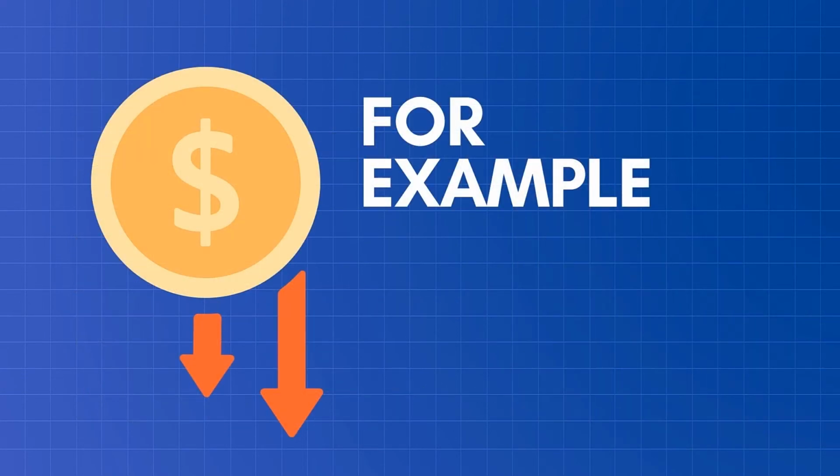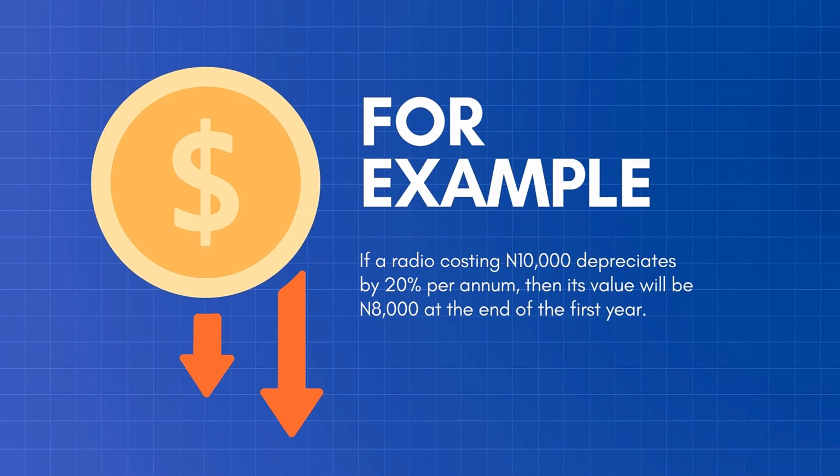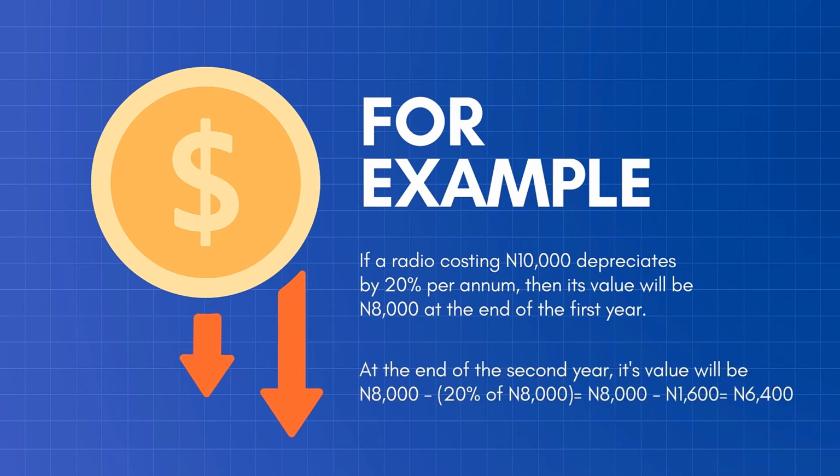For example, if a radio that costs 10,000 naira depreciates by 20% per annum, then its value will be 8,000 naira at the end of the first year. 20% of 10,000 naira is 2,000 naira. Subtracting 2,000 naira from 10,000 naira will give us 8,000 naira. At the end of the second year, the value will now be 8,000 minus 20% of 8,000 naira. 20% of 8,000 naira is 1,600. Subtracting it from 8,000 naira will now be 6,400.